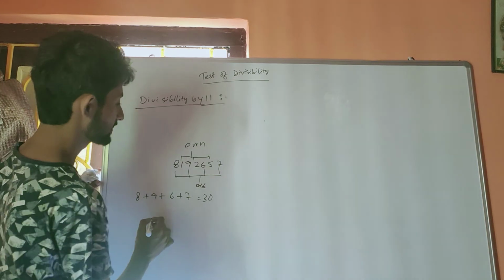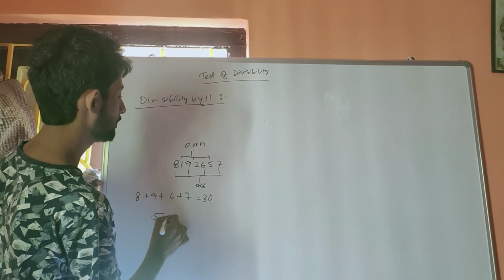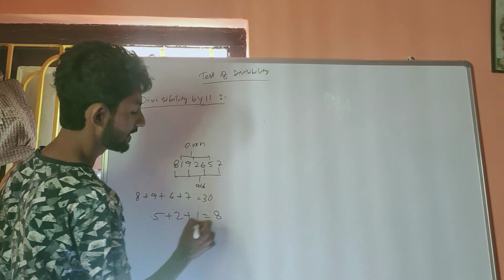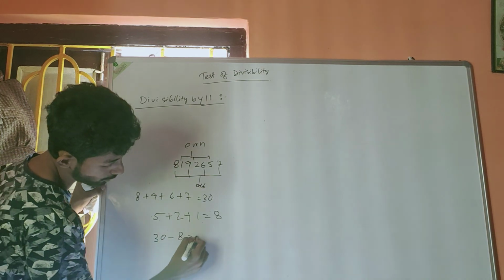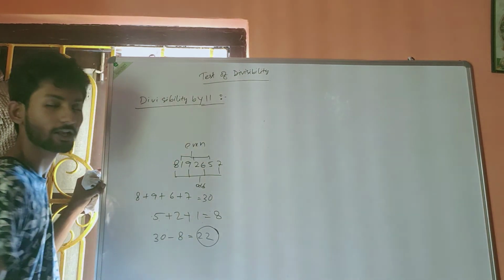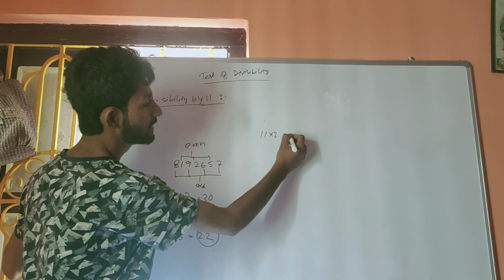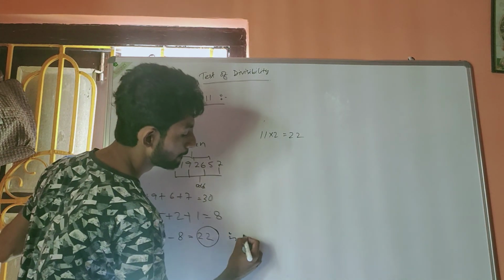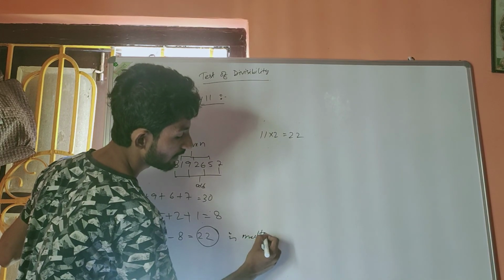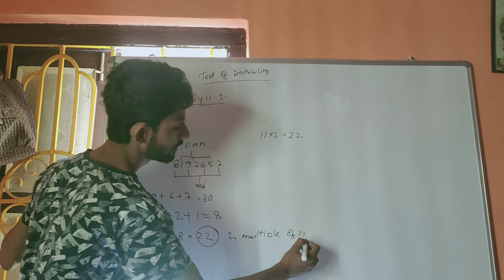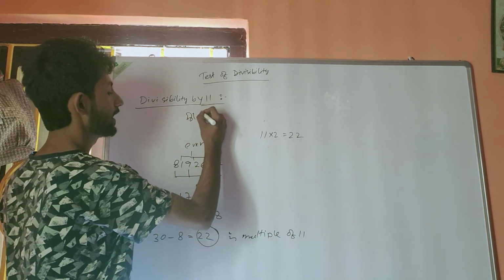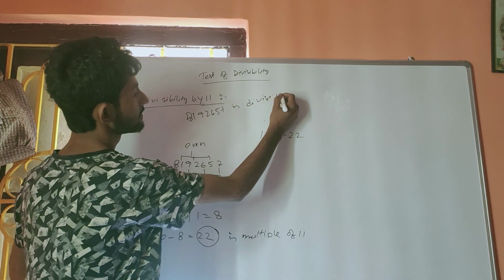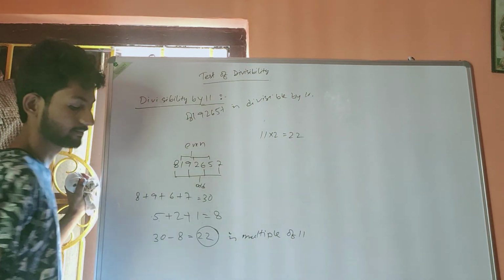And even places, it will be 5 plus 2 plus 1. That means 5 plus 2 is 7 plus 1 is 8. So 30 minus 8 is 22. Now 22 is a multiple of 11 because 11 into 2 is 22. So 22 is a multiple of 11. So we can say 8, 1, 9, 2, 6, 5, 7 is divisible by 11.